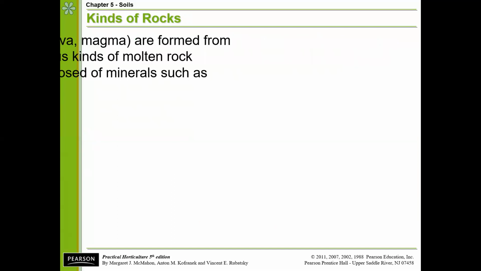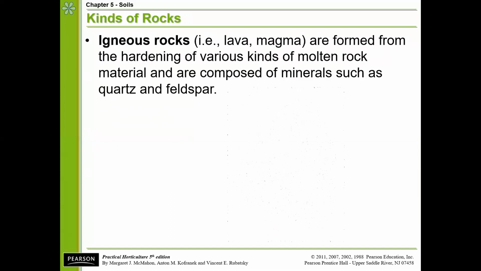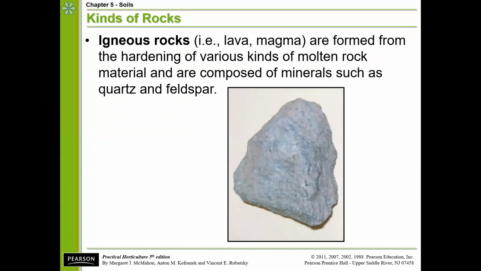So, of course, we look at the igneous rocks that are formed basically from volcanic action. It was once magma and then it hardens into stuff like quartz and feldspar. And that igneous rock is very important for particular nutrients and a particular texture of soil.